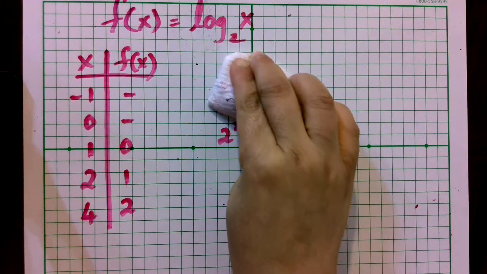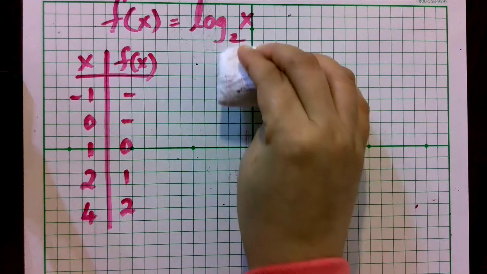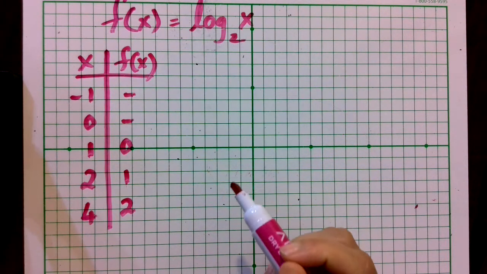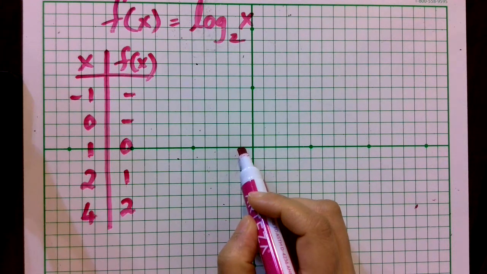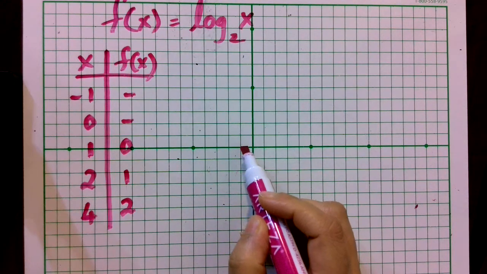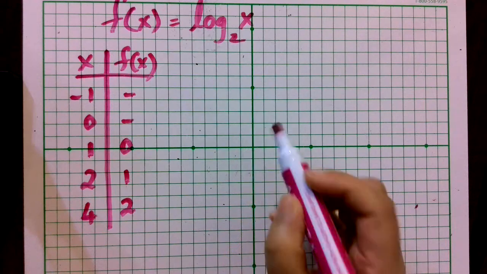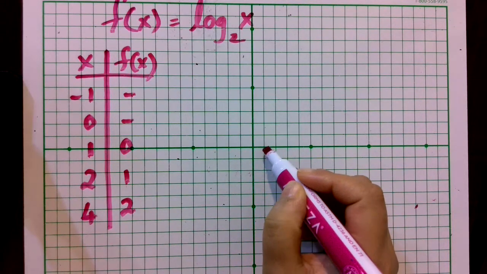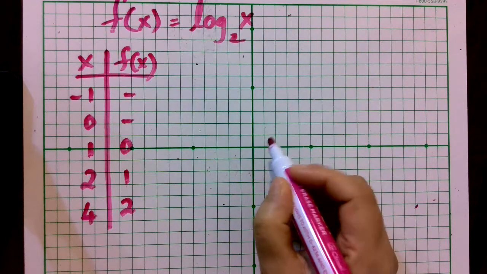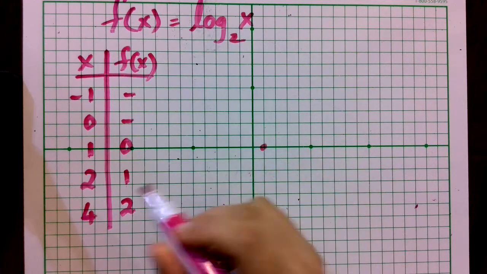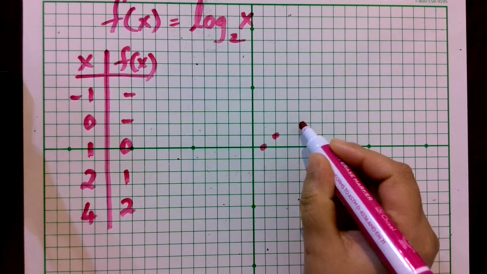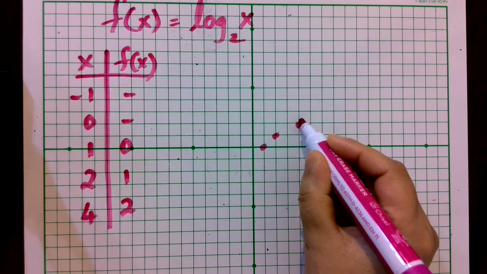of graph we get for our logarithmic function that we have here. So let's go ahead and plot these points. For -1, we have error, okay, undefined value. For 0, we have an undefined value. For 1, we have a 0, which is right there. For 2, we have a 1. For 4, we have 2.